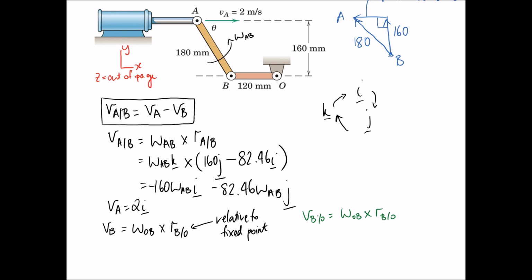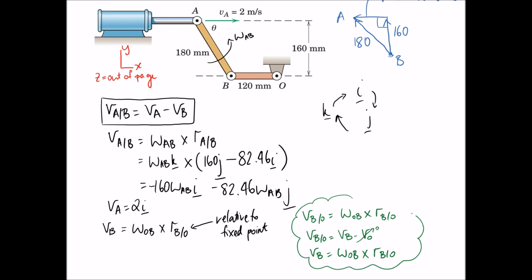The other thing that we can consider is that the velocity of B relative to O is going to be equal to the difference in their absolute ones. But because point O is fixed, it's not going to have a velocity. So basically, if we substitute this back up into the first equation, we end up with the velocity of B is equal to omega OB times r B/O. Okay, so if you just remember that you need to measure these ones relative to the fixed point, it's basically going to do this step in here for you.